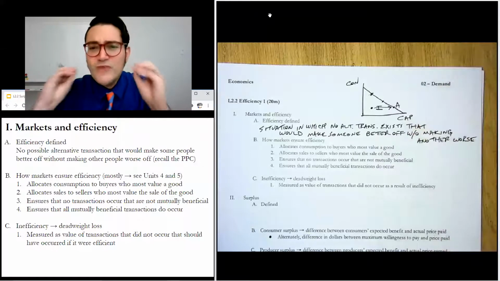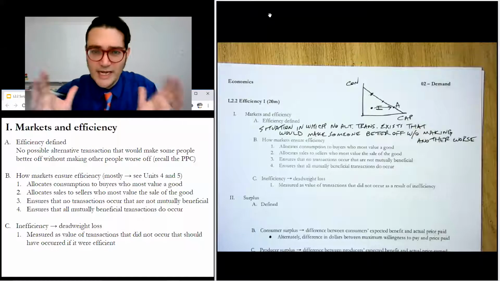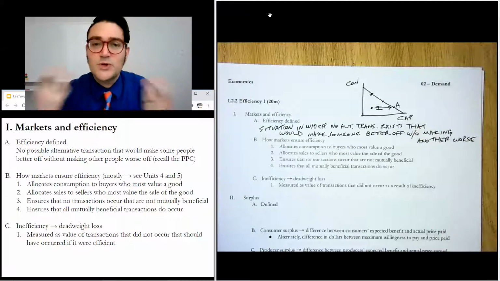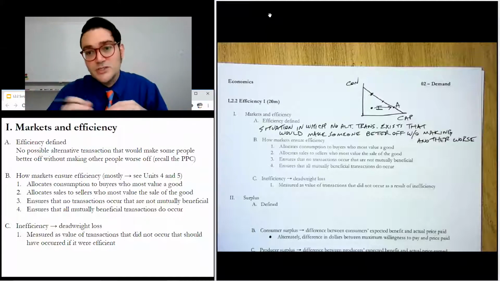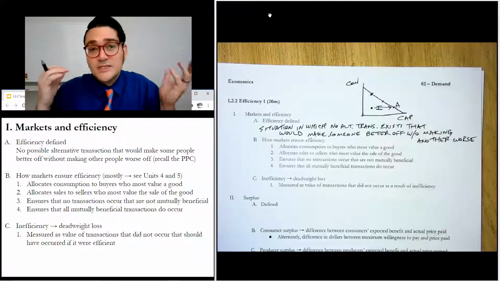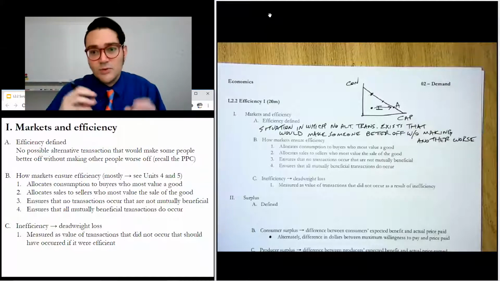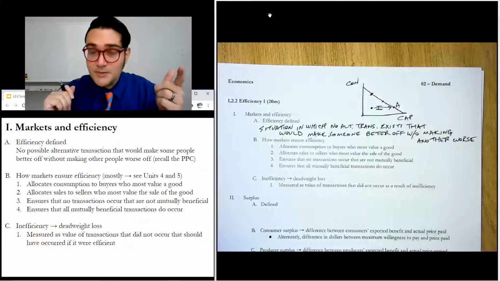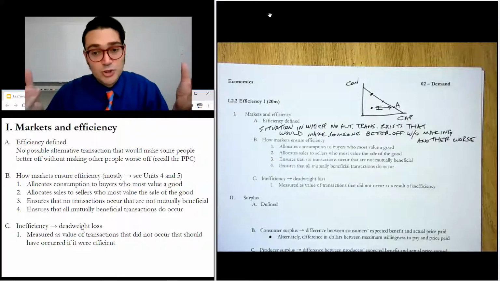Now, markets are really good at producing efficient outcomes. They don't always. They're mostly good at it. In units 4 and 5 of this class, we're going to look at when they don't. But in short, they allocate consumption to the buyers who most value a product. Sometimes that conflicts with our ideas of fairness or justice, but they're very good at saying, well, if you value it the most and you're willing and able to pay for it the most, then you get it. That's how markets ensure efficiency of consumption.